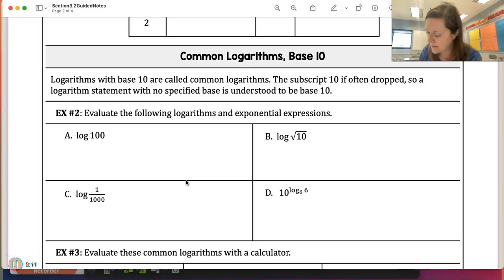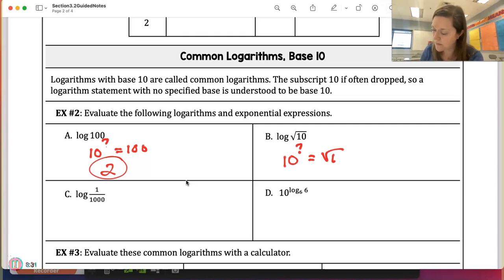So for A, this would be kind of like 10 to what power is equal to 100? Well, that would be 2. So that would evaluate to 2. For B, 10 to what power is equal to the square root of 10? Well, that would be the same as 10 to what power is equal to 10 to the 1/2, right? So it would be equal to 1/2 would be our answer. So log square root 10 would be 1/2.